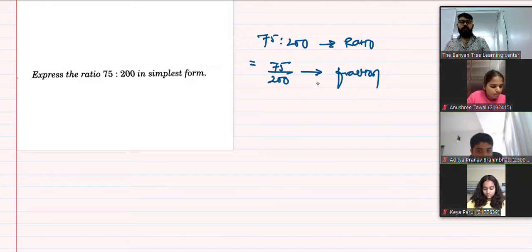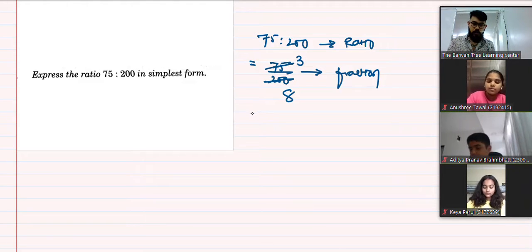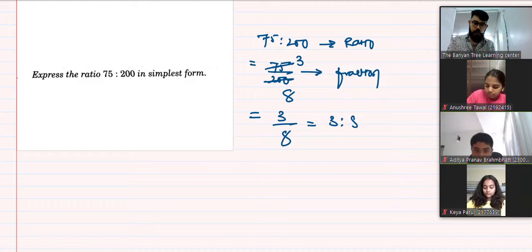But is this fraction in lowest terms, simplest form? No. So we have to bring it in lowest terms. So what do we do to bring it in lowest terms? Sir, we can cancel. So we divide it by 25, which is the biggest factor of both these numbers. 25 threes are 75 and 25 eights are 200. So the final answer is 3 by 8, which can be written as 3 is to 8. So we have converted the given ratio in simplest form, 3 is to 8.